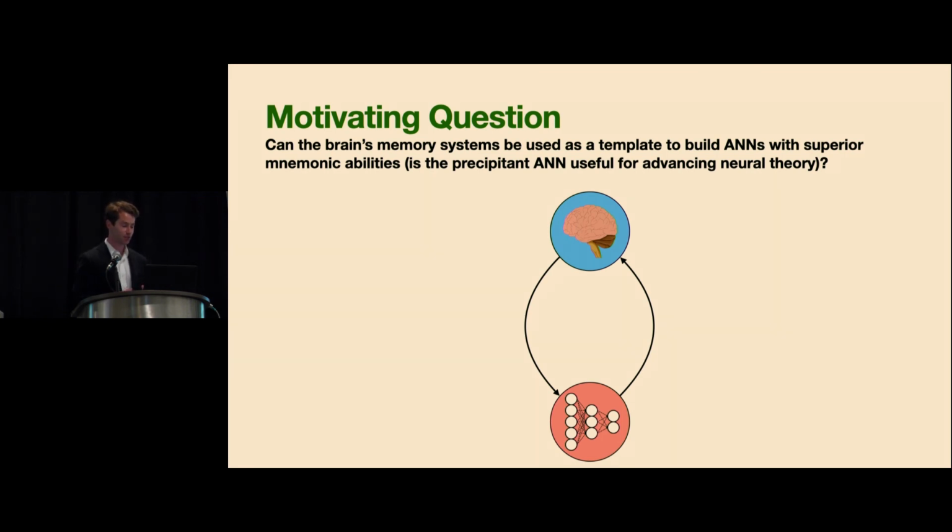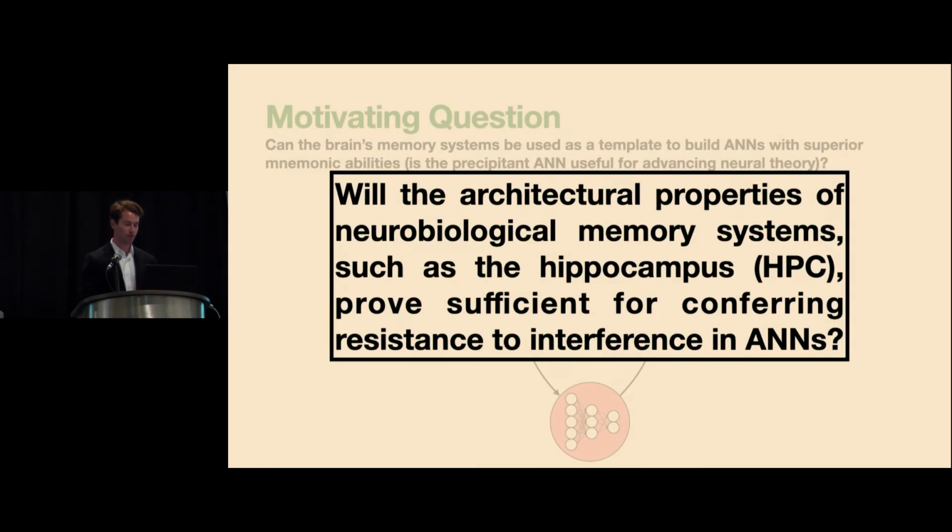Now, this is quite a general framework that is applicable in a number of different domains, but for this precise research, the motivating question is a specific one: whether the architectural properties of neurobiological memory systems, with an emphasis placed on the hippocampus, will prove sufficient for conferring resistance to catastrophic interference in artificial neural systems.